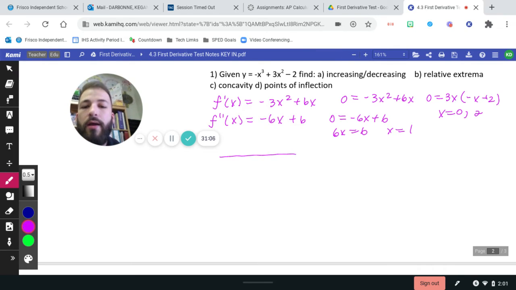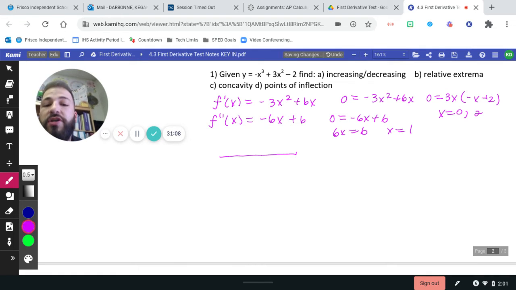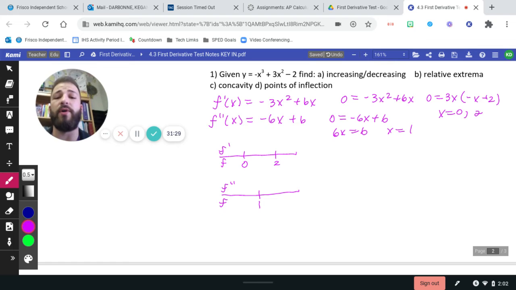So number line here, which should look familiar for f prime, we're going to have 0 and 2, f prime on top, f on bottom. And then I'm going to set up another number line for my second derivative. So f double prime, f on bottom, and then I only have 1. Notice I'm not putting all the points on each. I'm only putting the possible point of inflection with my second derivative because it comes from the second derivative. I'm only putting my critical numbers on the first derivative because it comes from the first derivative.